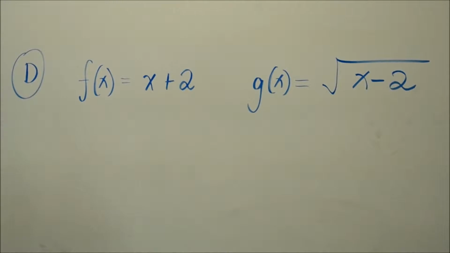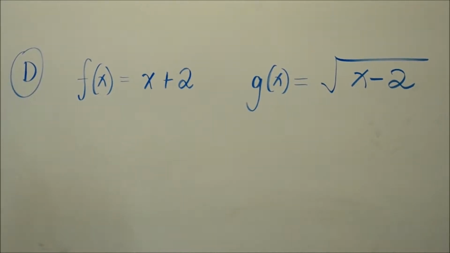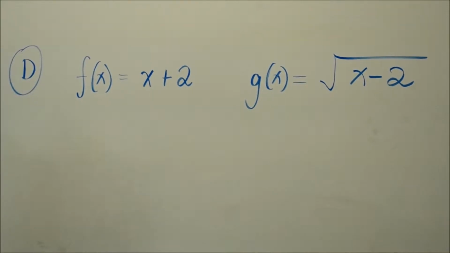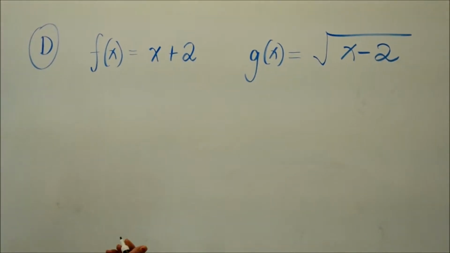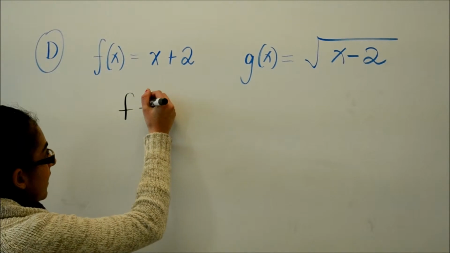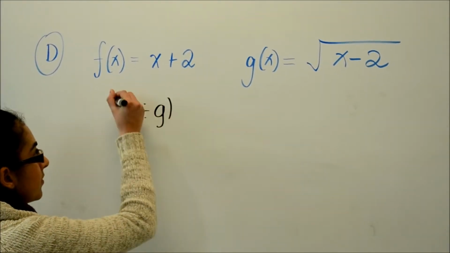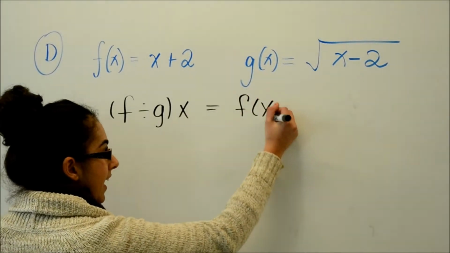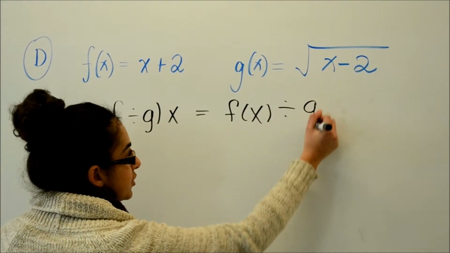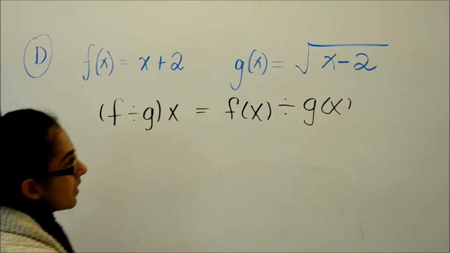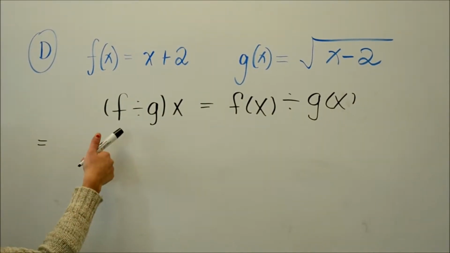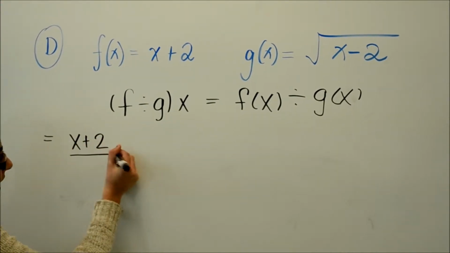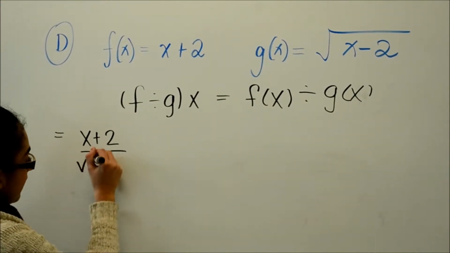Example D is f at x is equal to x plus 2 and g at x is equal to the square root of x minus 2. So firstly, let's start off by writing the formula, which is f divided by g at x is equal to f at x divided by g at x. So we know that f at x is equal to x plus 2 all divided by the square root of x minus 2.